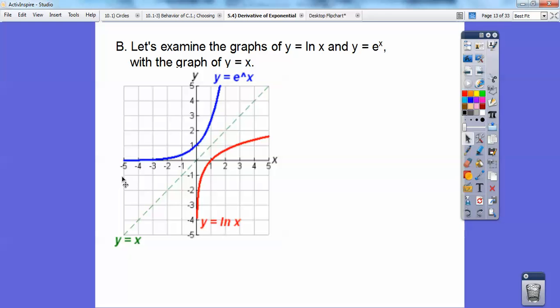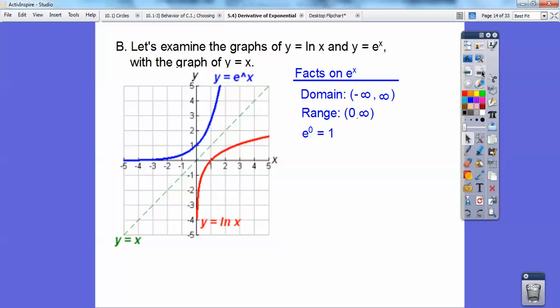Okay, so can you see that the domain is your x values? Your domain goes to the left forever, so x would be negative infinity to, and it goes to the right forever, to positive infinity. The range is your up and down movement. The range of this function is above 0, so it's 0 all the way up to positive infinity. So here are the facts on e to the x, you guys. Your domain goes from negative infinity to positive infinity. Your range is 0 to infinity.